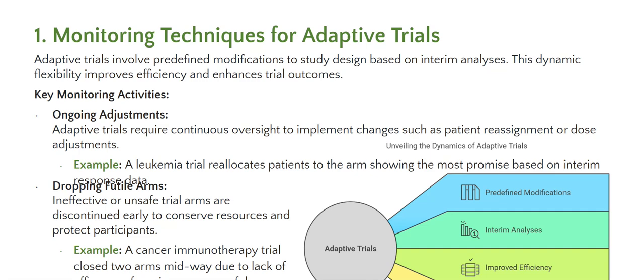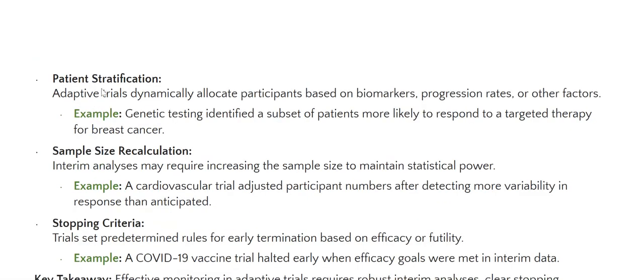Continuing with the key monitoring activities: patient stratification. Adaptive trials dynamically allocate participants based on biomarkers, progression rates, or other factors. For example, genetic testing identified a subset of patients more likely to respond to a targeted therapy for breast cancer. Sample size recalculation.